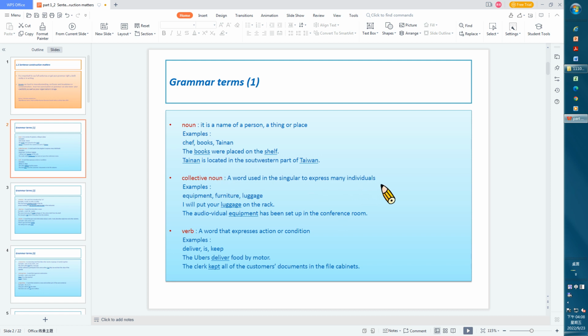Number two, collective noun. A collective noun is a word used in the singular to express many individuals. For example, equipment, furniture, luggage. Number three, verb. A verb is a word that expresses action or condition. For example, deliver, is, keep.